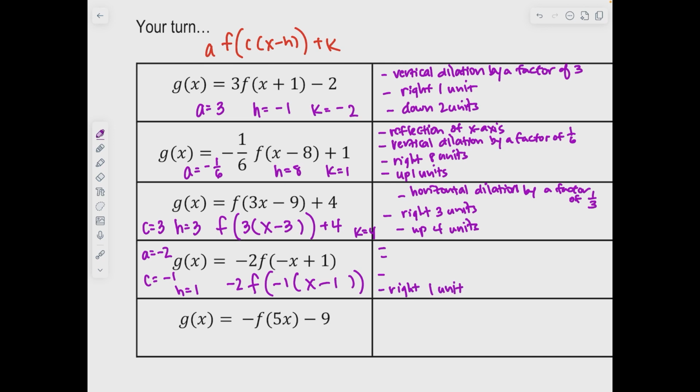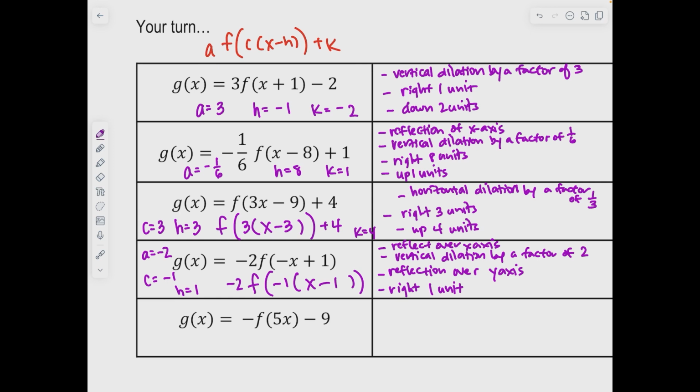Because my c value is negative, that's a reflection. So that's a reflection over the y-axis. Okay, a negative a value means to reflect over the x-axis. And the absolute value of a is 2, so my vertical dilation by a factor of 2. Okay. Remember, the negative is used up for the reflection, so all you're left with is just the numeric value, 2.